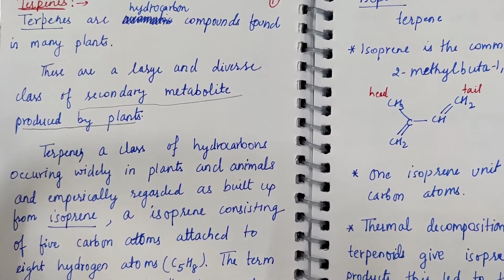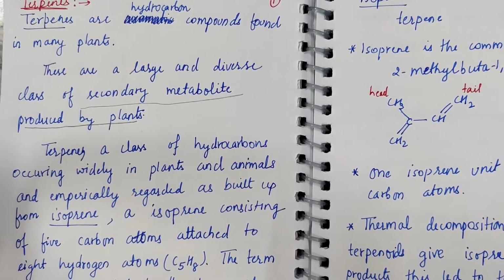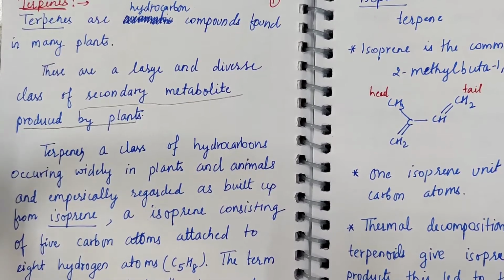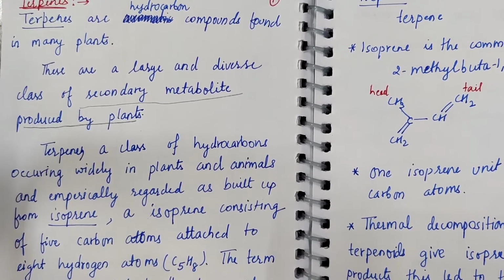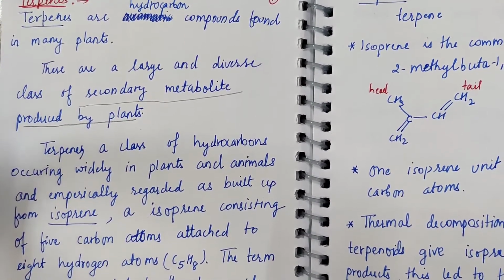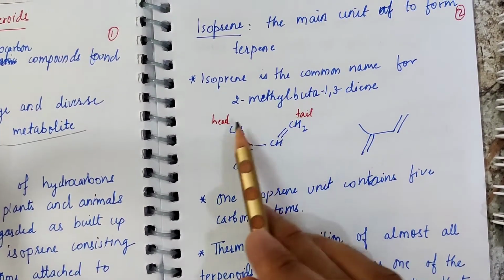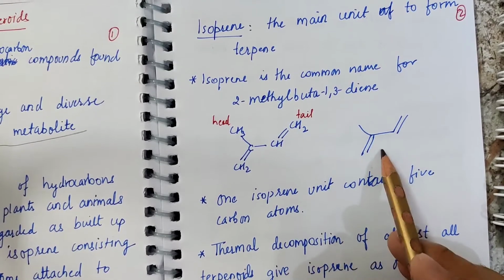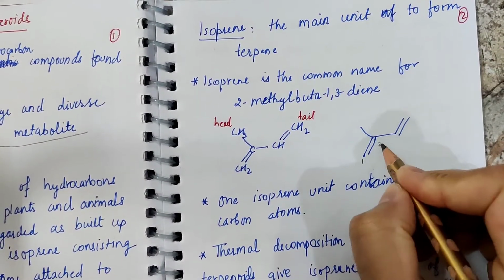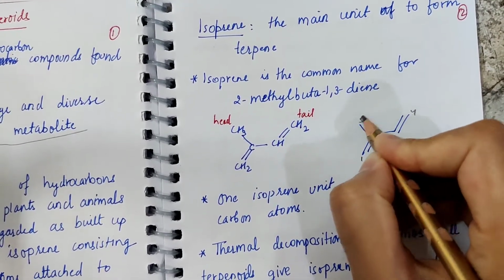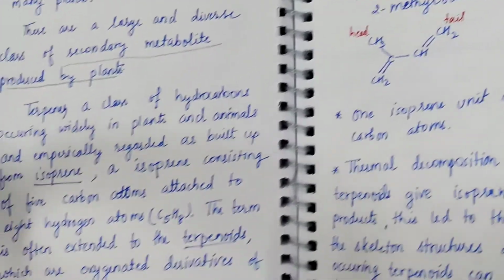So terpenes are thought to be built up of isoprene units. Isoprene consists of 5 carbon atoms, C5H8. It has 2 double bonds. So if we have to see the structure of isoprene, this is the structure, or you can say this one is the structure, and the numbering is done in such a way: 1, 2, 3, 4, and 5. So this is the head, this is the tail. Okay, we'll go to that later.